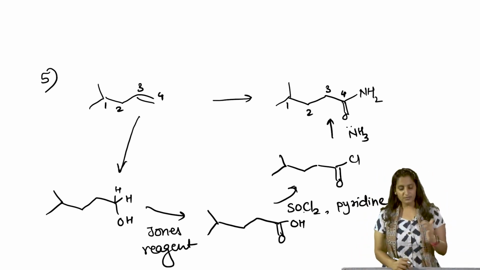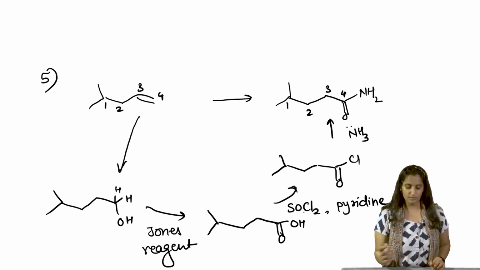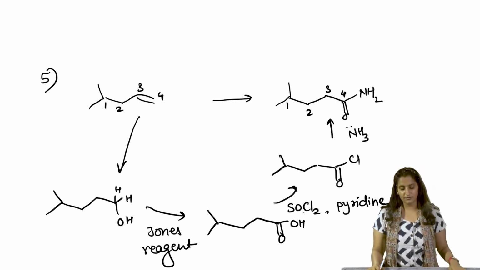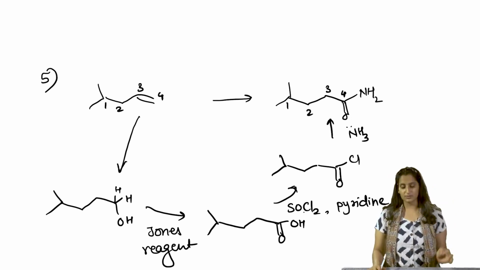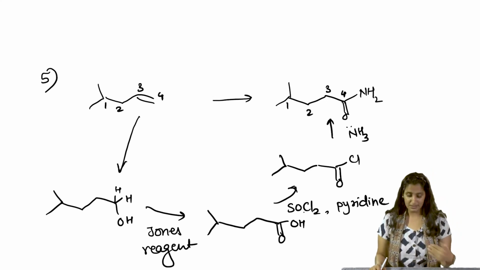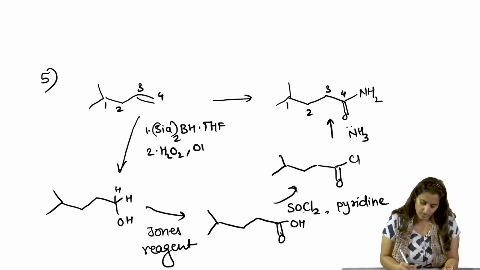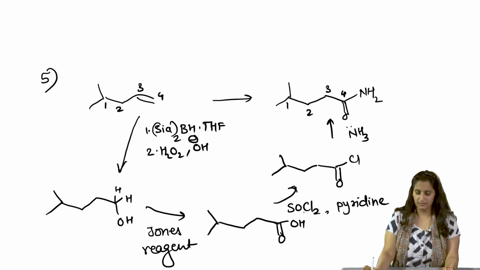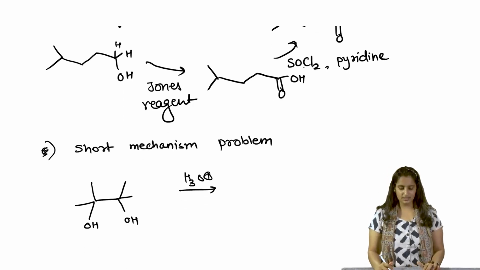And then to form this particular alcohol, we can start with, so remember if you do an H3O plus reaction or if you do oxymercuration, it is going to form the OH on the more substituted carbon. So, we need to form it on the less substituted carbon. So, we will start with hydroboration and reduction. Okay. So, that is the synthesis question.